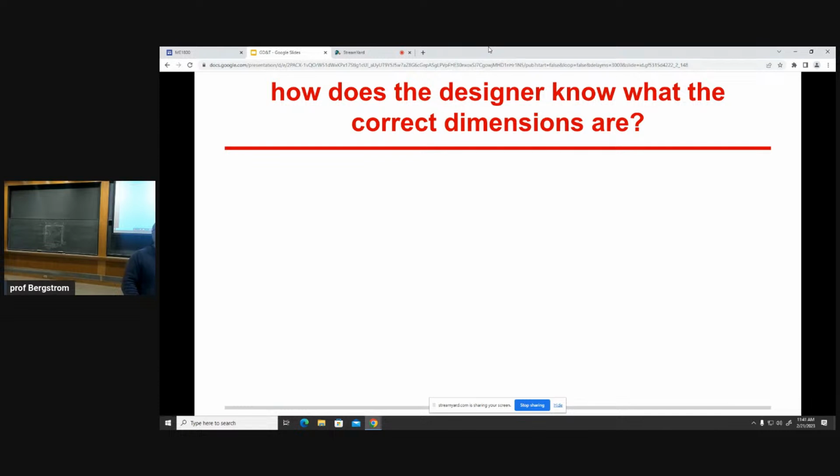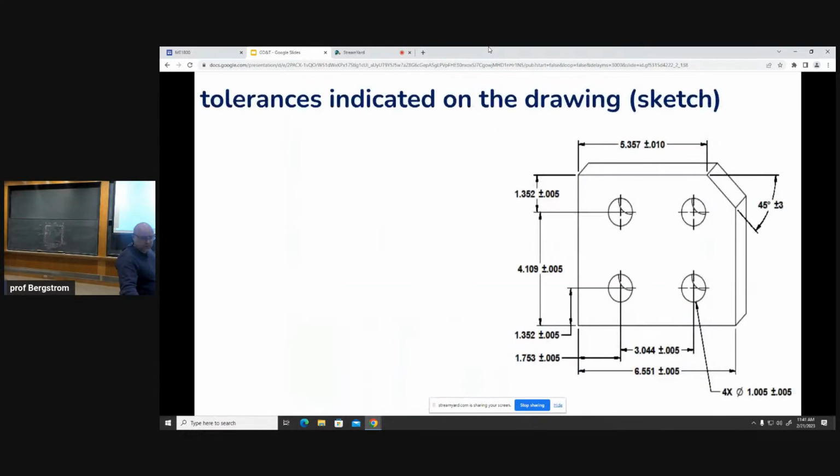Right, we could just make it up. We could just say everything's plus or minus 5. That will work in many occurrences. But what if we wanted a press fit? What if I wanted the bottom holes to be a press fit and the top holes to be a slip fit? So the top holes were for locating something and the bottom holes were for holding it together.